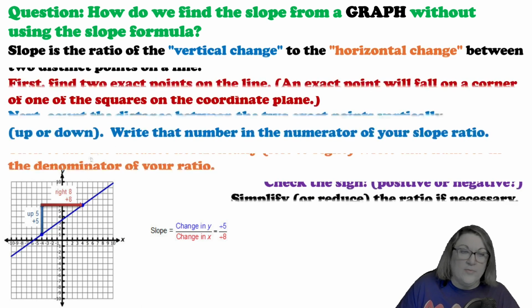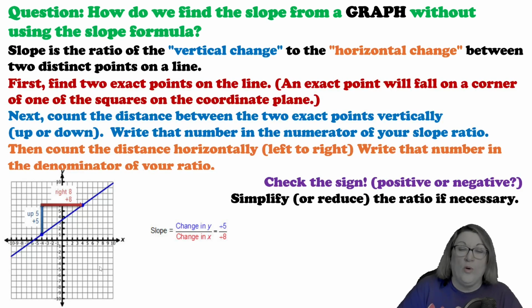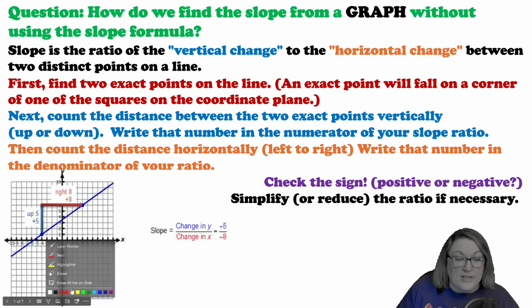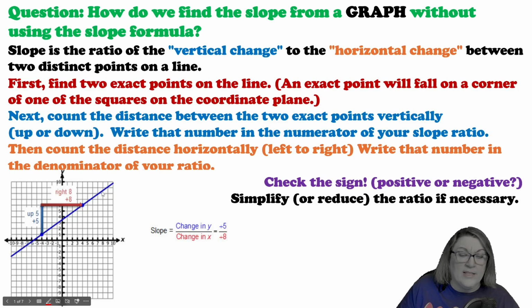First things first, slope is the ratio of the vertical change to the horizontal change between two distinct points on the line. First, find the two exact points on the line. And if you don't know what I mean by exact points, a line consists of a whole bunch of points squeezed together, right? So if you're looking at this blue line here on the graph, I could choose any of those points and say, this is a point. I could pick any place on this line and say, hey, there's a point, there's a point. Just any spot is a point.